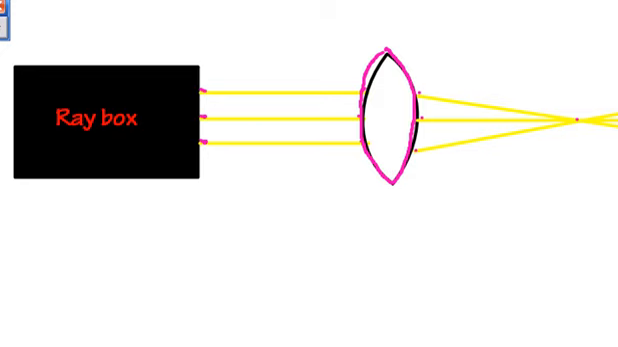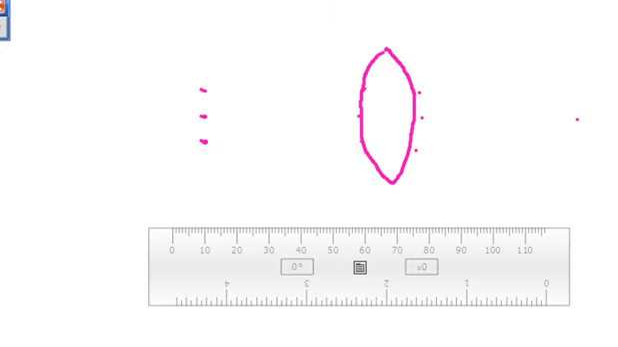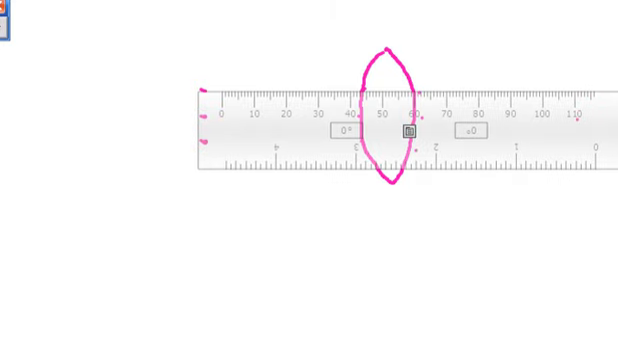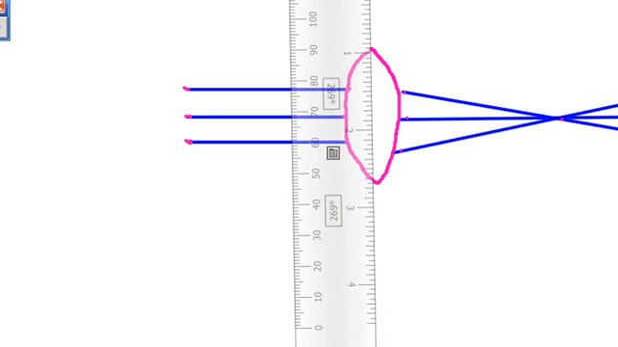I can now remove the ray box. This is a diagram that I'm left with. What I can now do is to use a ruler to trace over all the lines. Okay, you can see that I've now traced the rays of light. The other thing that I'm going to do is I've got a ruler set up and I'm going to draw a line that goes straight down the middle of the lens.